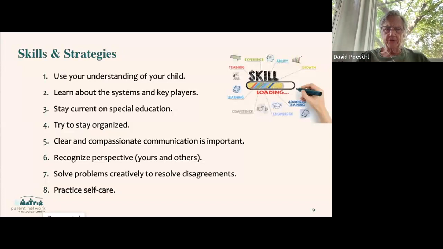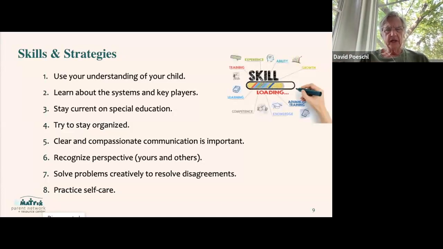Clear and compassionate communication is important. The clear communication is under your control, so you should present yourself as your child's advocate. The thing I don't recommend, and this is just from experience, when I was working as a coordinator in a district, I chaired about 2,000 IEP meetings.